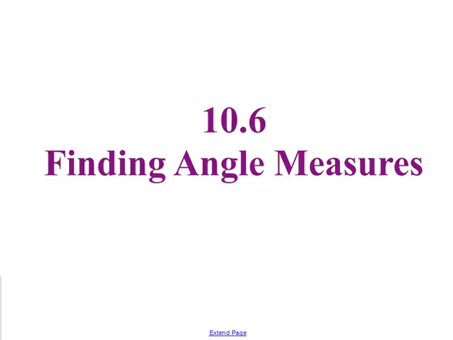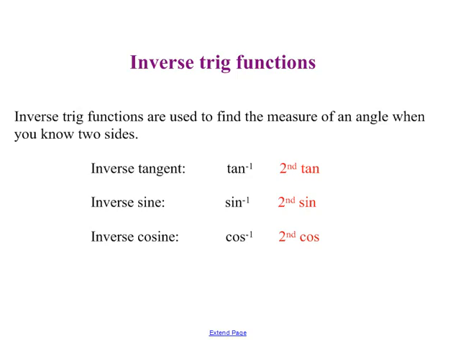This is section 10.6, finding angle measures. Inverse trig functions are used to find the measure of an angle when you know two sides.